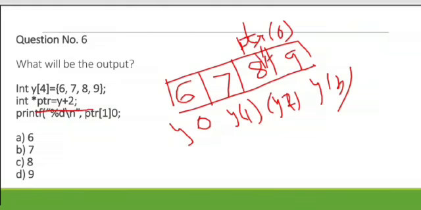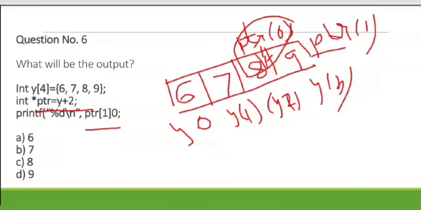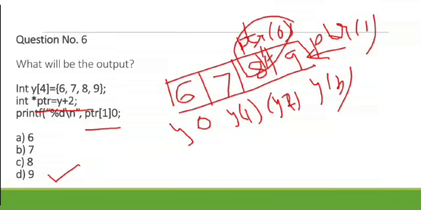Now we are going to print pointer of 1. Now as this is pointer of 0, the next one will be the pointer of 1, which is having the value 9. So here the output we get in this question is 9, which is option D. So the answer for this question is 9, that is option D.